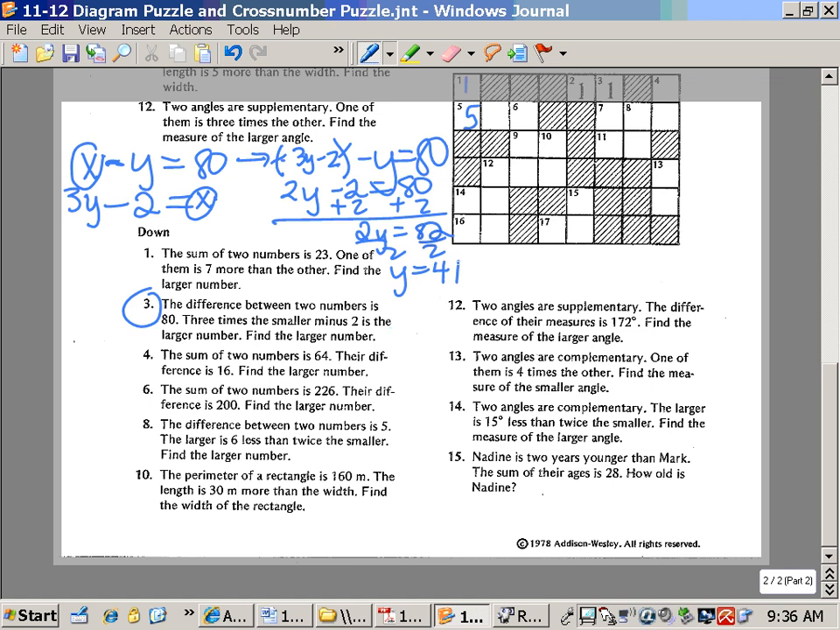Okay, so then I have to take the y is 41. I think I'm going to plug it right here. So 3 times 41, take away 2. And what is that? So x is 121. So I go to 3 down. The 1 is already done for you, 121.